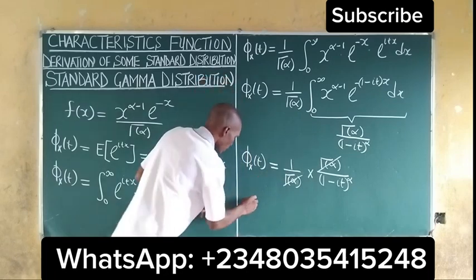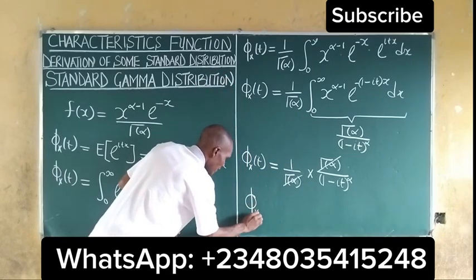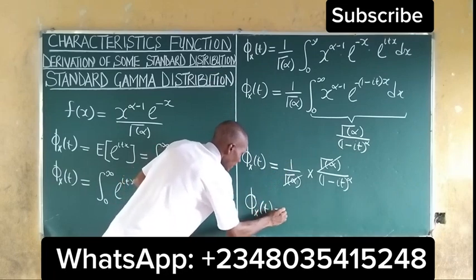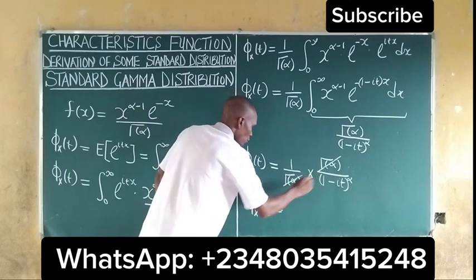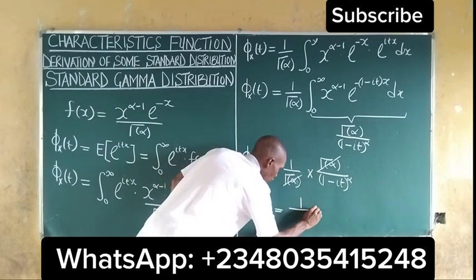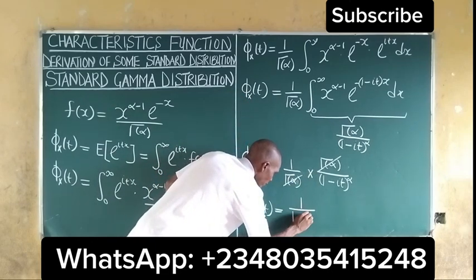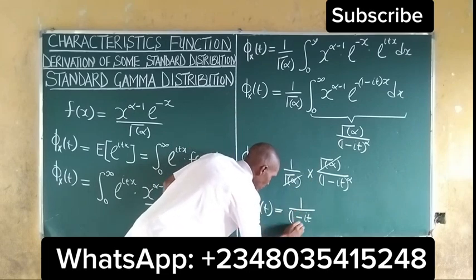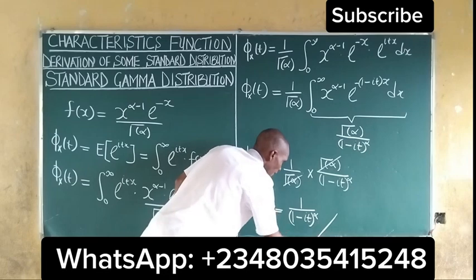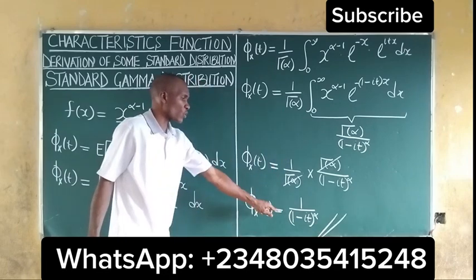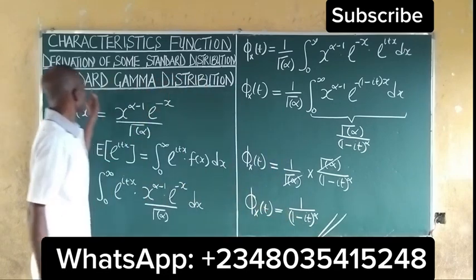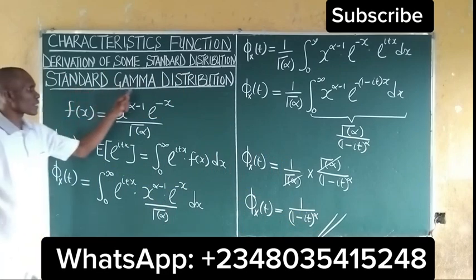If we cancel it, it then means that our characteristic function for the standard gamma distribution will give us 1 all over 1 minus it, raised to alpha. So this is what we get as the derivation for the standard gamma distribution.